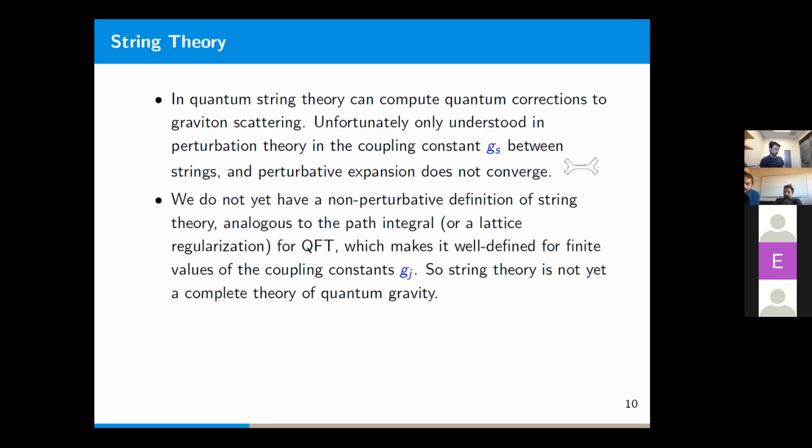So this was a very quick review of quantum gravity, but let me still stop and see if there are any questions at this stage. Feel free also to interrupt me with questions at any time during the talk, of course. I'll try to stop after every part for questions, but do feel free to interrupt me at any point.